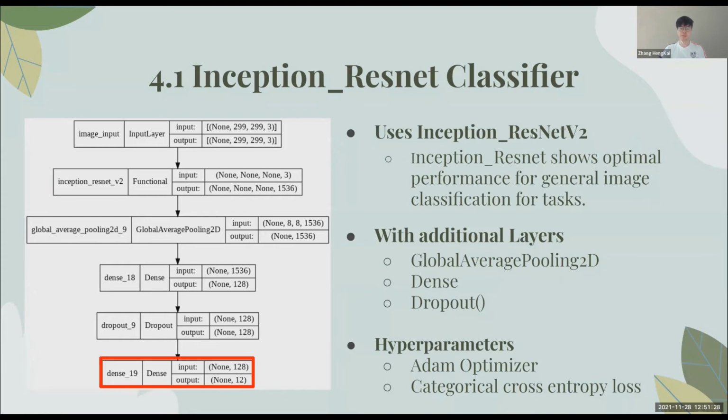For this model, Adam Optimizer is used as the learning algorithm, and a low learning rate of 0.00004 is used so that the initialized weights from the pre-trained model are not overwritten easily. Since this is a multi-class classification task, categorical cross-entropy loss was used.